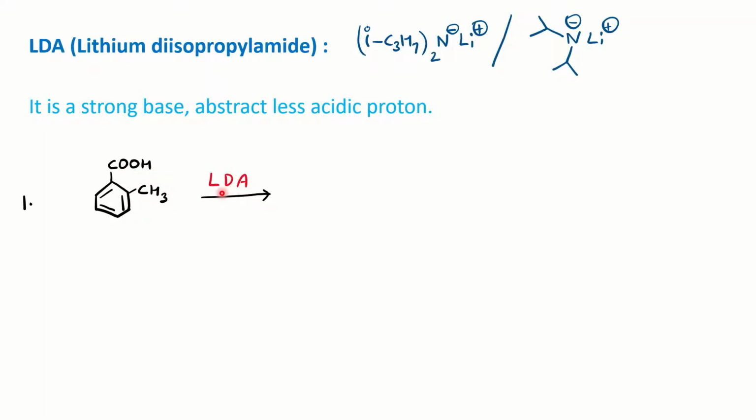The LDA is given to you, and we know the role of LDA is a base, and the base abstracts the proton. Here it abstracts the less acidic proton. So if you notice here, the carboxylic hydrogen is most acidic, so which can easily remove its proton. Okay, most acidic means you can easily remove the proton. So this proton it will not remove. Rather the C-H proton, which is less acidic, it will abstract this proton from here.